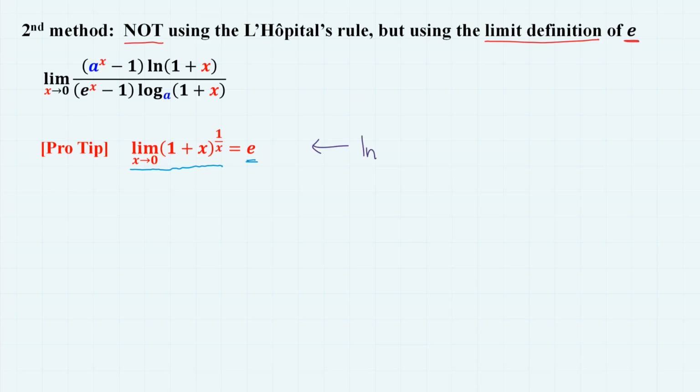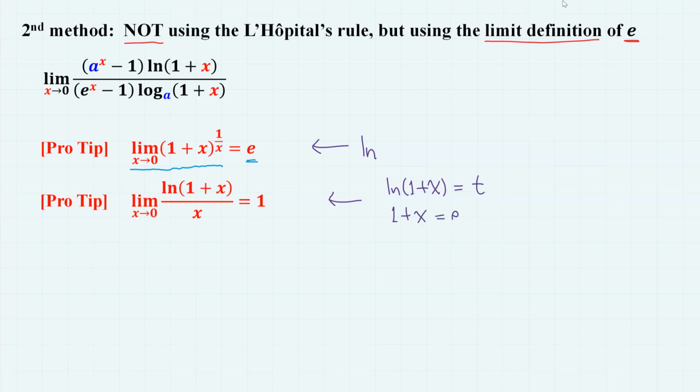If we take natural logarithm on this limit, then we obtain limit of ln 1 plus x over x as x approaches 0 is equal to 1. Moreover, let ln 1 plus x equals t. Then 1 plus x equals e to the power of t, hence x equals e to the power of t minus 1. And as x approaches 0, t approaches 0 as well. Therefore, the limit above becomes limit of t divided by e to the power of t minus 1 as t approaches 0 is equal to 1.